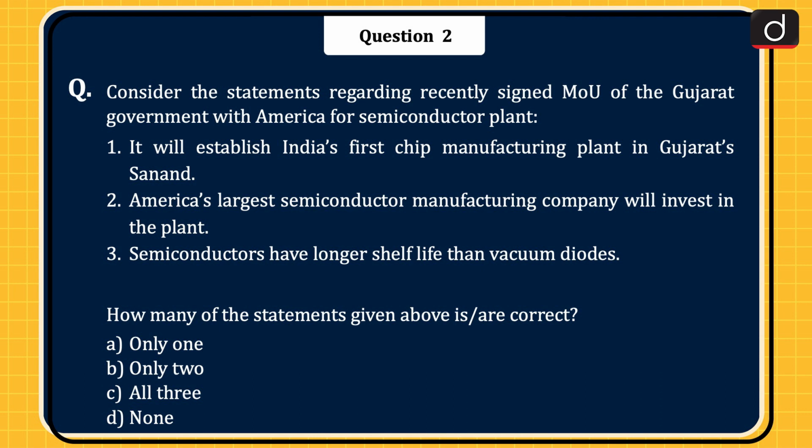Next question is, consider the following statements regarding recently signed MOU of the Gujarat government with America for semiconductor plant. 1. It will establish India's first chip manufacturing plant in Gujarat's Sanand. 2. America's largest semiconductor manufacturing company will invest in the plant. 3. Semiconductors have longer shelf life than vacuum diodes. How many of the statements given above is or are correct? Only 1, only 2, all 3 or none? The correct answer is option C, all 3.